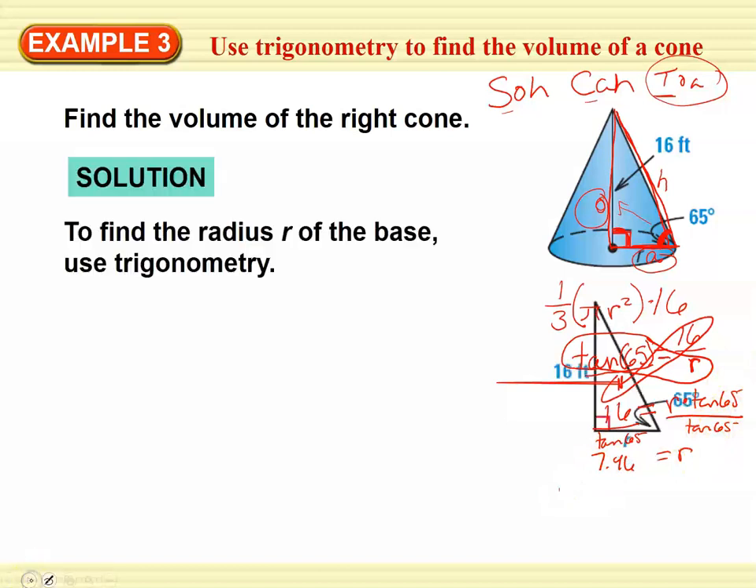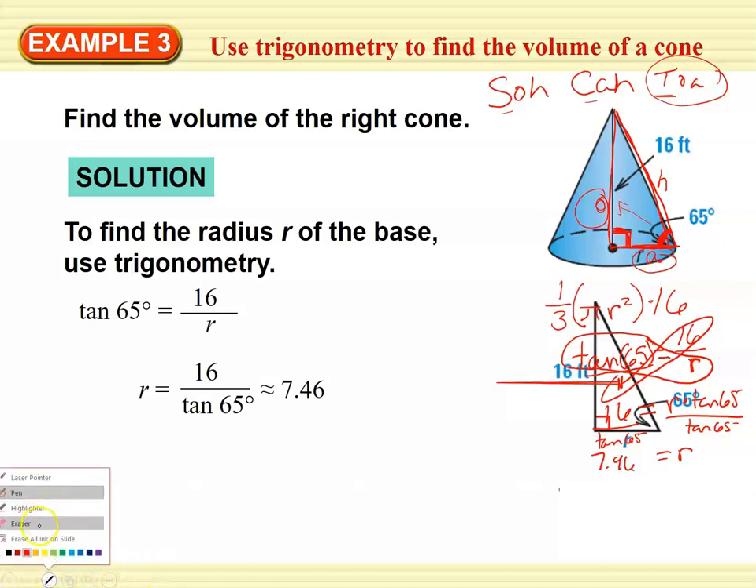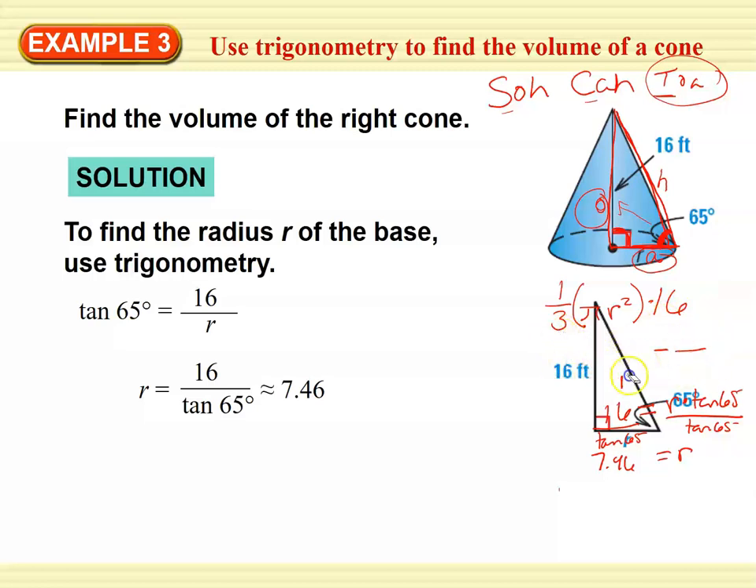Okay, so I'm going to go ahead and click what I have for my work here. Just catching up on my clicking. So I'm going to erase this over here now because I'm done over here. So I took tangent of 65 equals 16 over r, and then I did the cross multiply and then divided, and we got r as that.